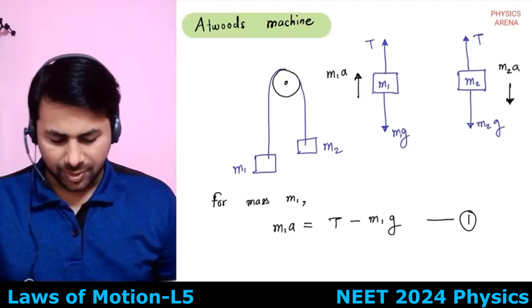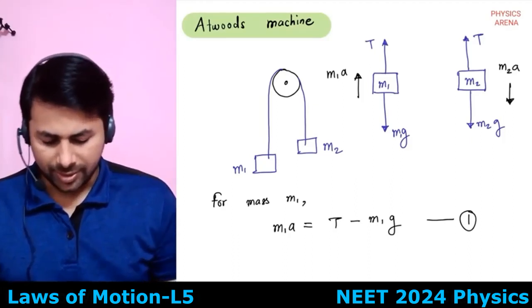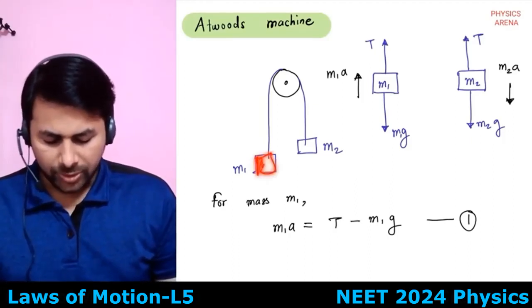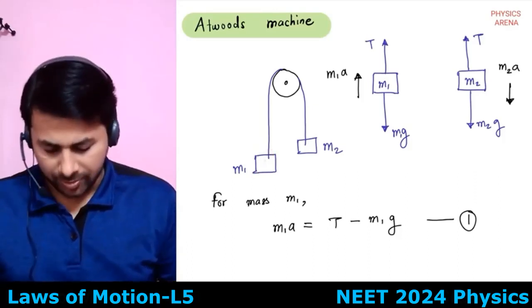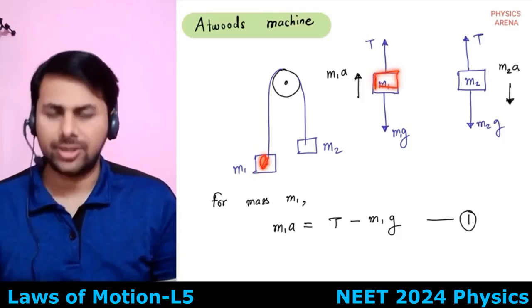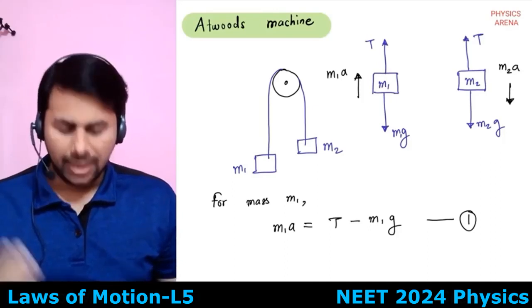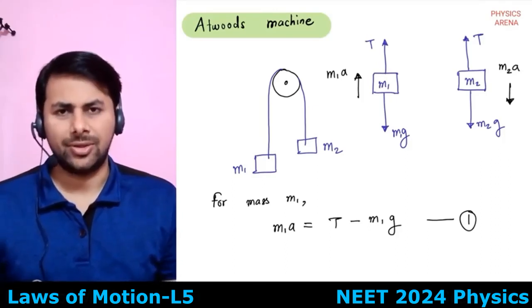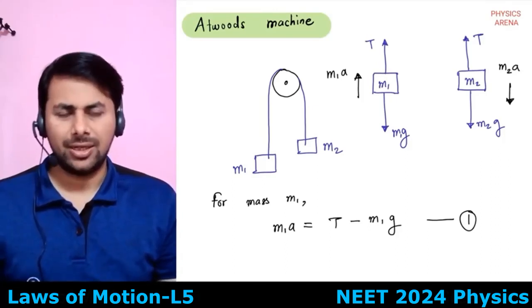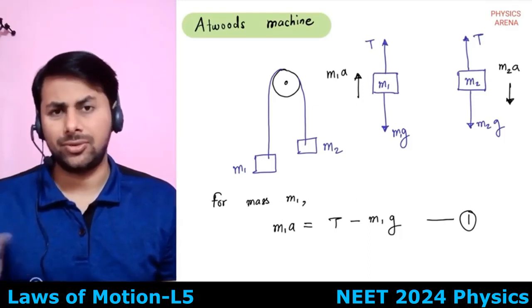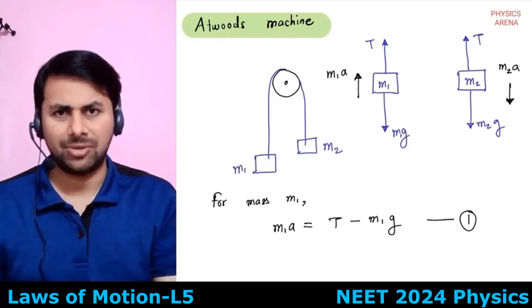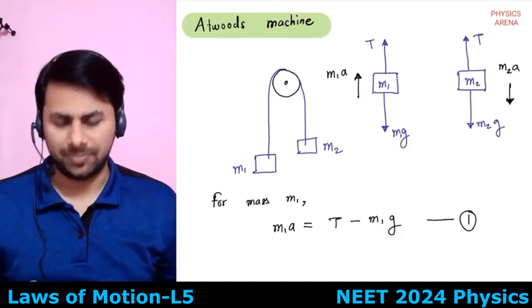Now, what is a free body diagram? Suppose I want to draw a free body diagram of this mass M1. I will draw this mass M1, then I will draw all the forces acting on this mass, and I will not consider the forces due to this mass. This kind of diagram is known as a free body diagram.